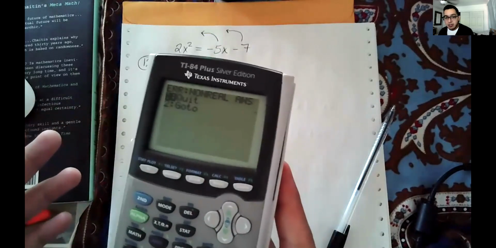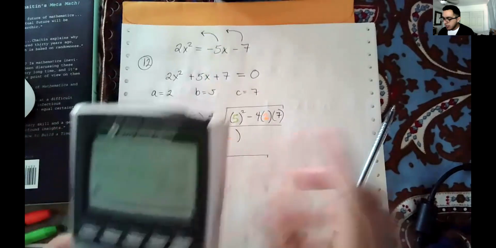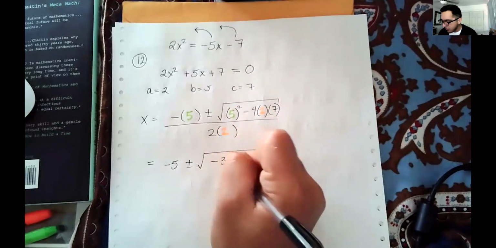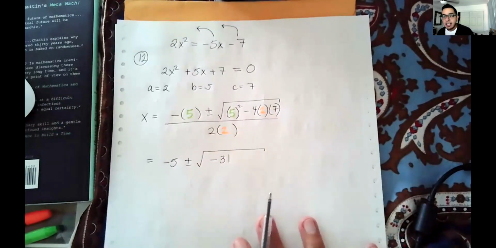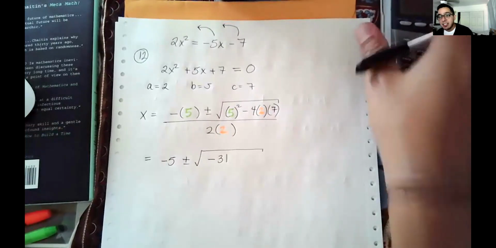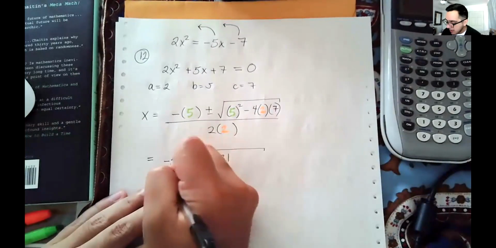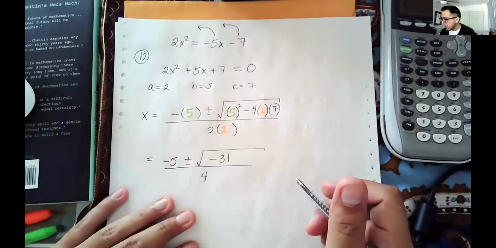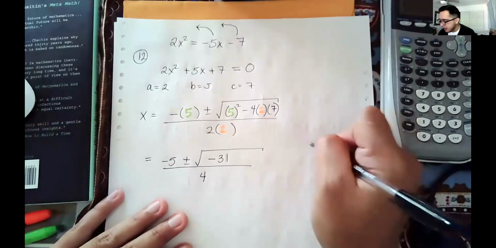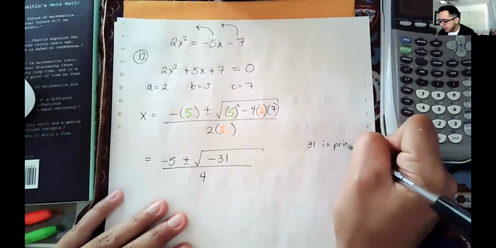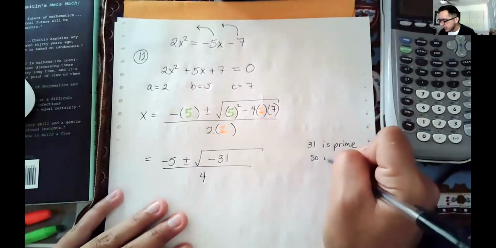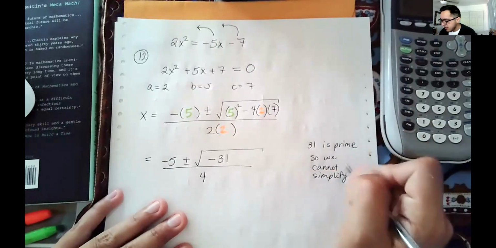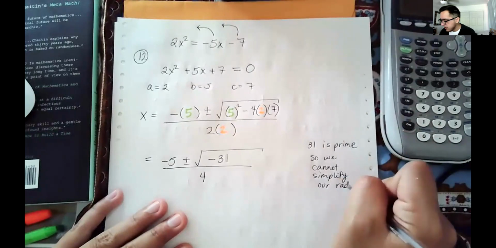That's because we would have had an imaginary answer. So that's why I just want to put the stuff inside the radical into the calculator and call this -31, because I know that if my calculator can't handle imaginary numbers, then I'm going to have to handle it manually. Okay. So that's all over 4. I really think that 31 is prime, so we can't simplify our radical expression.